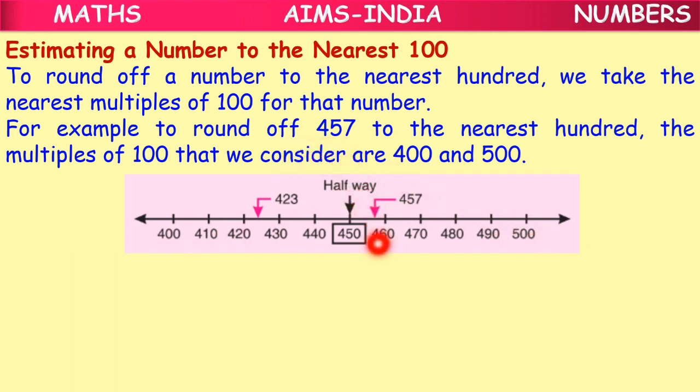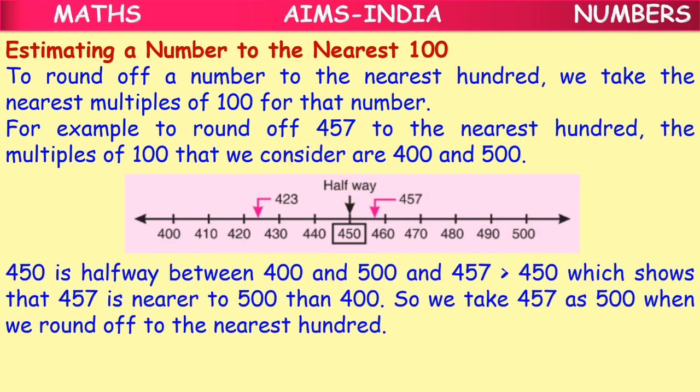The number we want is 457. Now 450 is halfway between 400 and 500, and 457 is greater than 450, which shows that 457 is nearer to 500 than 400. So we take 457 as 500 when we round off to the nearest 100.